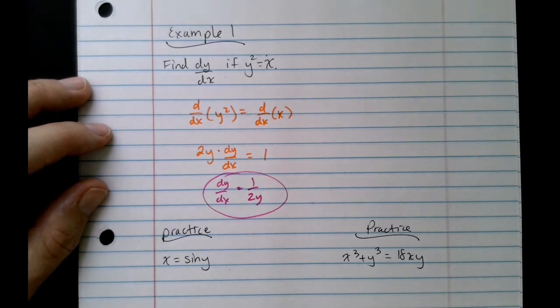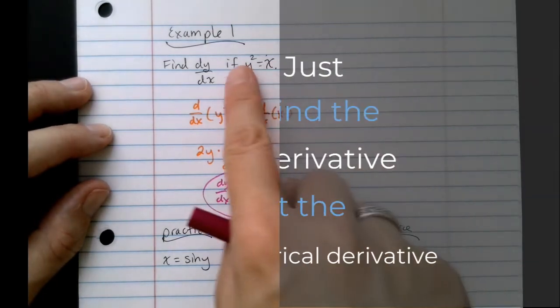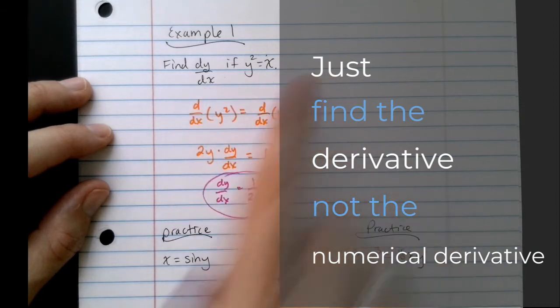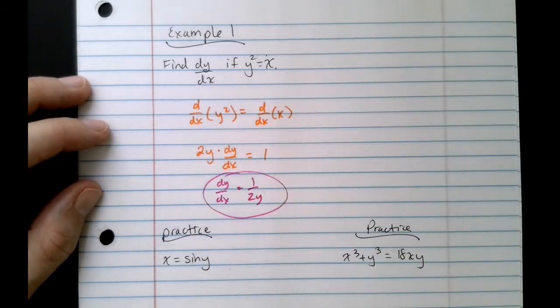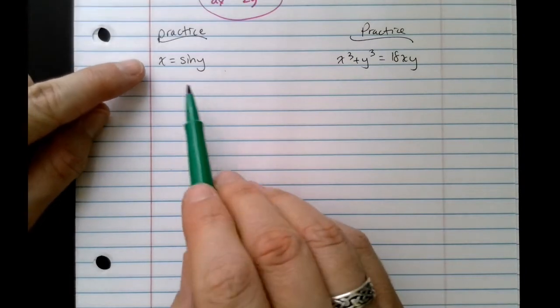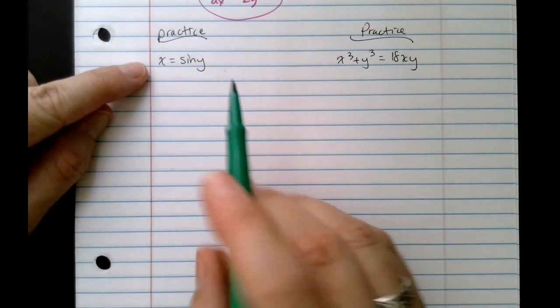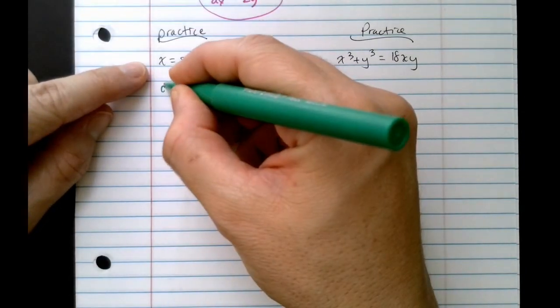Also, I'm not plugging any numbers in. Why? It didn't tell me to do that. It just said find the derivative. It didn't say to evaluate. So I'm going to find my derivative here. So the first step is to find the derivative on both sides.